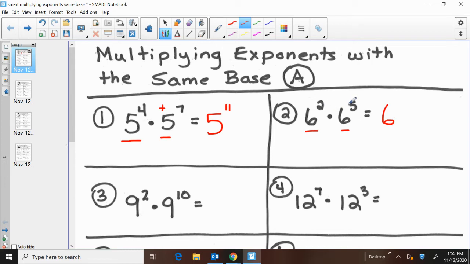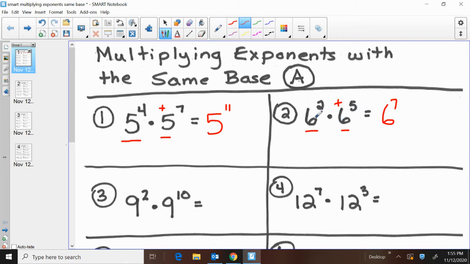And then I simply do what with the exponents? I just add them. 2 plus 5 is 7. So the answer is 6 to the 7th power. 6 to the 2nd power times 6 to the 5th power equals 6 to the 7th power.